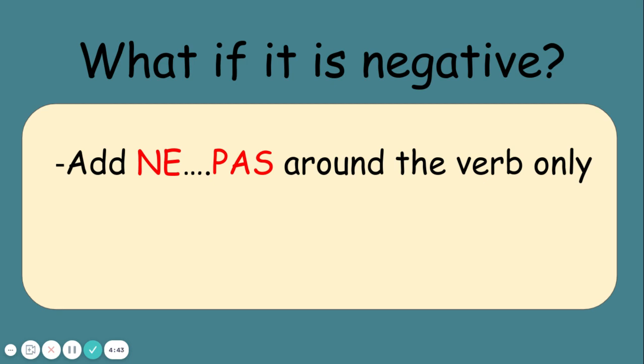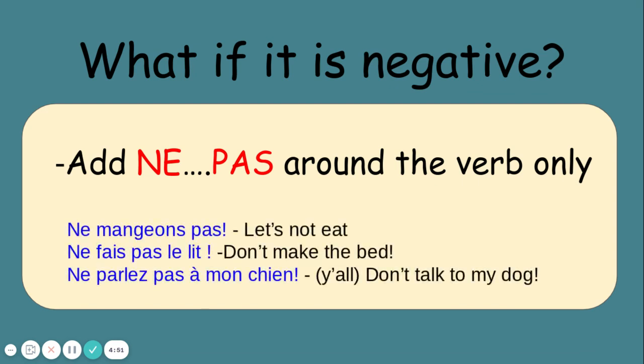So what if it's negative? How do you make it negative? You still only put the ne pas around the verb. Nothing changes. So, nous ne mangeons pas. Let's not eat.